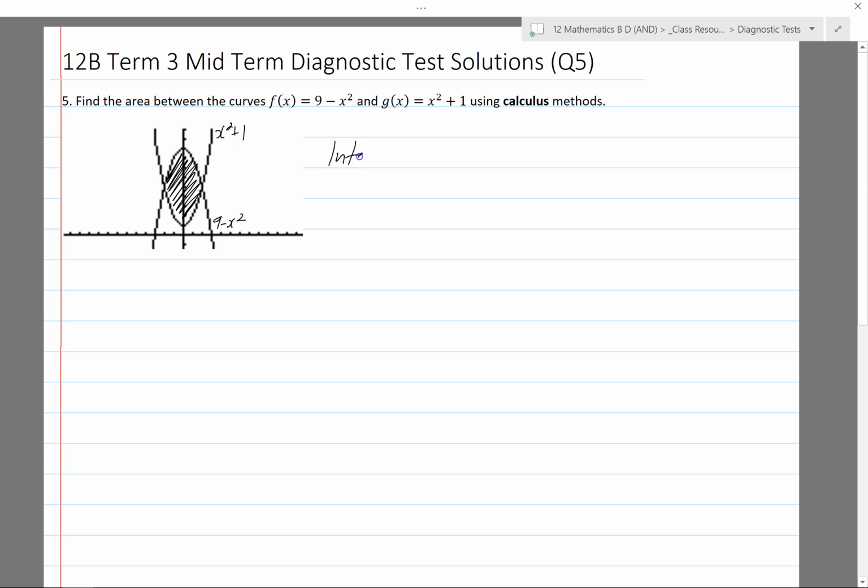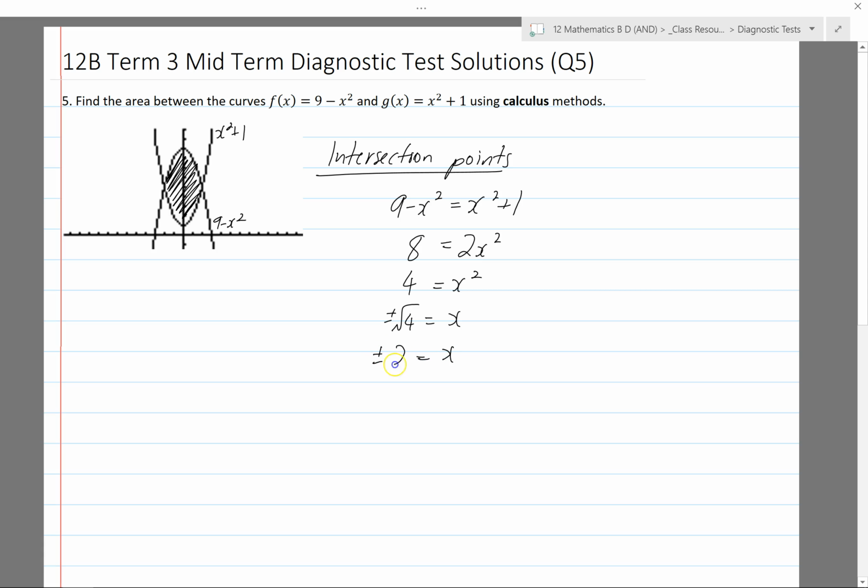So I first need to find where my intersection points are. Okay, which are going to occur when the function values are the same. So when these 2 functions have the same value. So I'll try to find when this is. I'll bring all the numbers to the left and all the x's and x squareds to the right. And I should be able to solve for the intersection points. Okay, so my 2 intersection points are at -2 and +2.